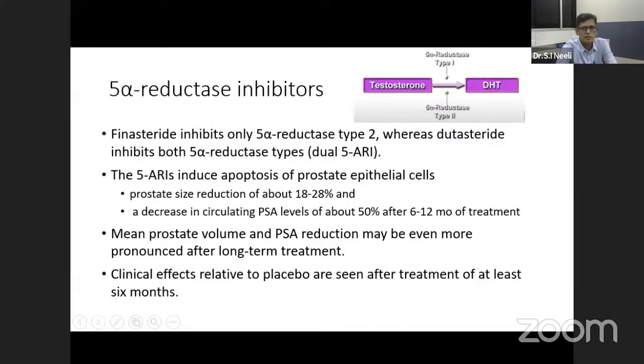The 5-alpha reductase inhibitors induce apoptosis of the prostate epithelial cells, which eventually leads to a reduction in prostate size by 18 to 28% and a decrease in circulating PSA level. But these effects are seen only after 6 to 12 months of treatment. The mean prostate volume and PSA reduction may be even more pronounced if the treatment is continued for a longer duration. Clinical effects of the 5-alpha reductase inhibitors when taken alone are seen only when they are taken for at least 6 months.